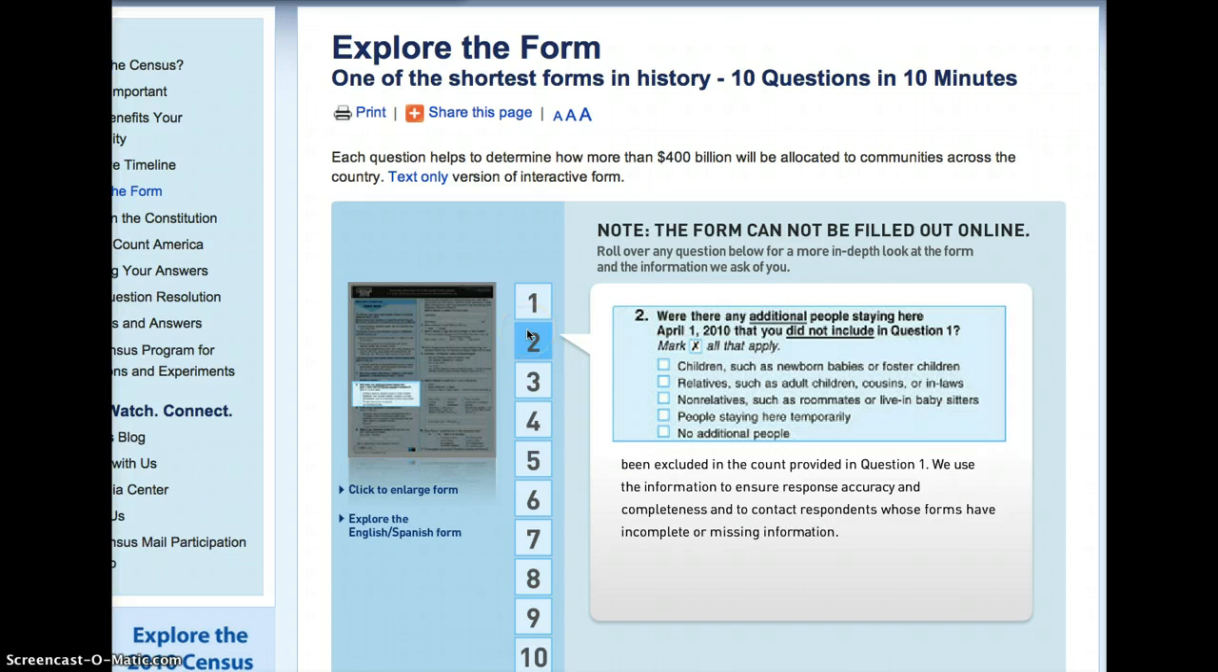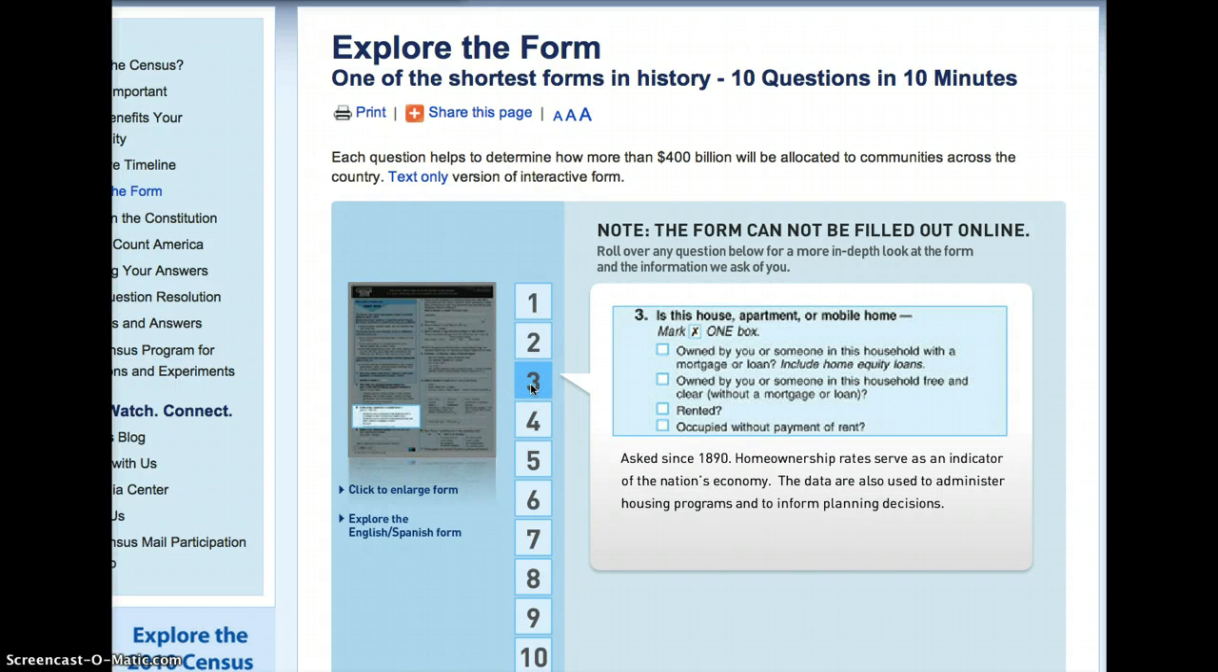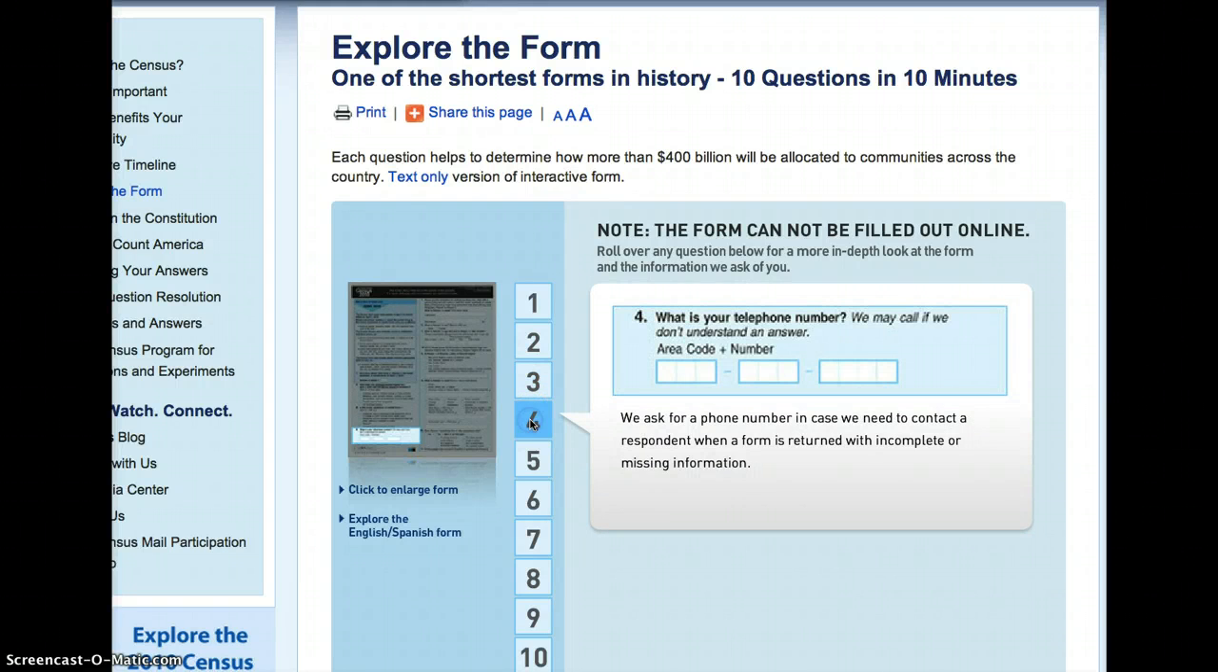The second question is, were there any additional people staying there that were not included, like newborns or relatives or non-relatives, or people staying there temporarily, or no additional people? I'm not sure why they asked that question. Maybe some people think that some people in the house don't count at that point. Well, who knows? The next one is, is your home a house, an apartment, or a mobile home? And they determine that part of the nation's economy based on who's renting or who owns, or if you have an arrangement so that you can live somewhere rent-free.